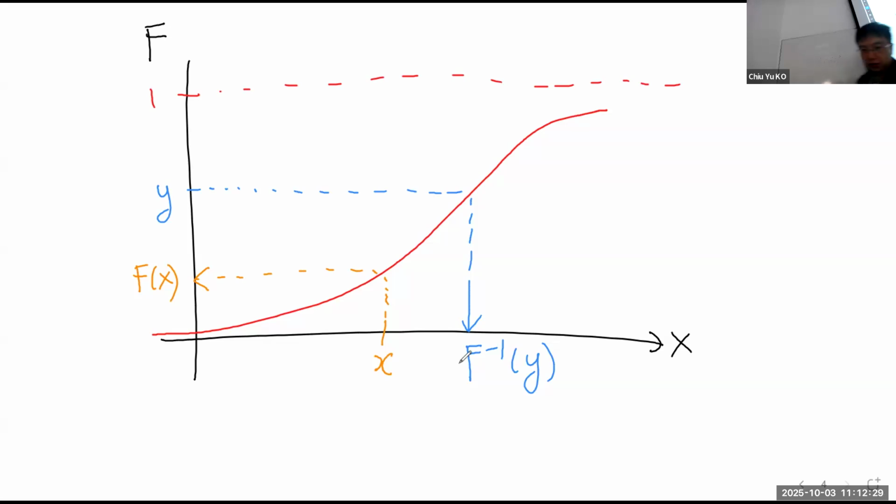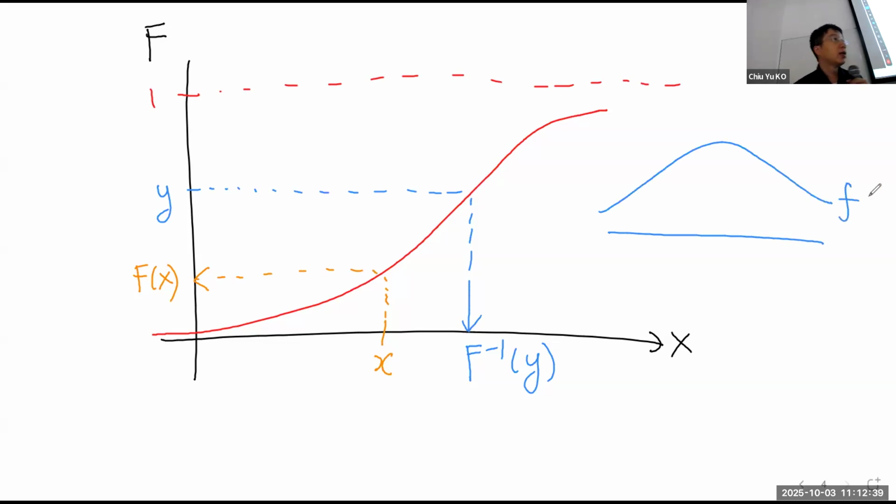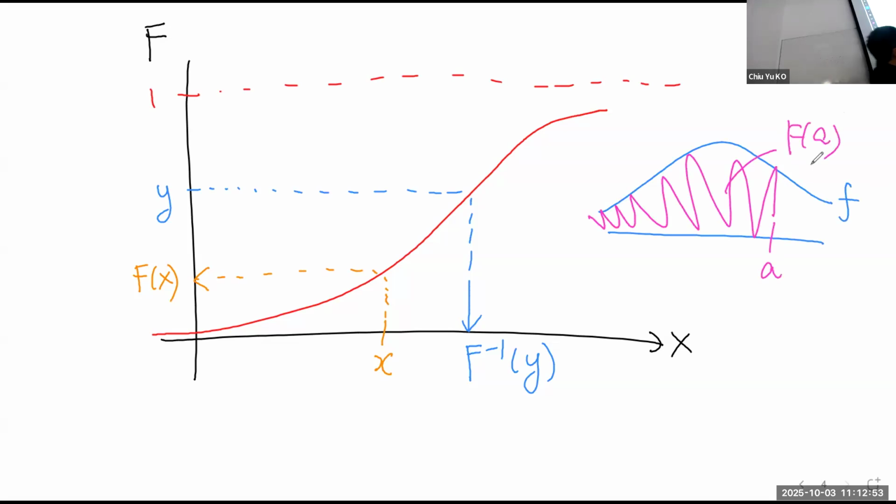If you don't want to look at F inverse, what we are doing is the following. Remember, we have an F function here. Suppose this is the number a, and this part is F of a. The area is F of a. So I give the number a, and you can tell me the area. This is F of a.